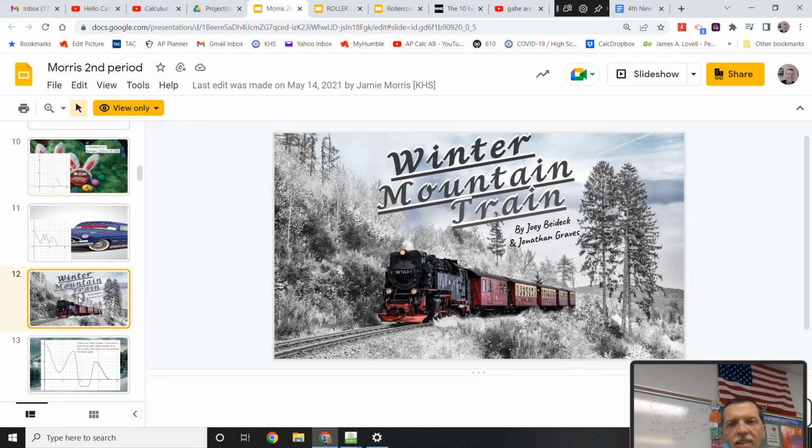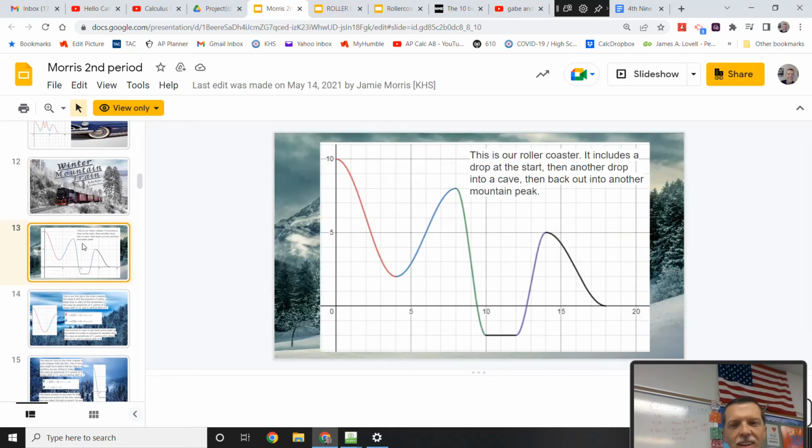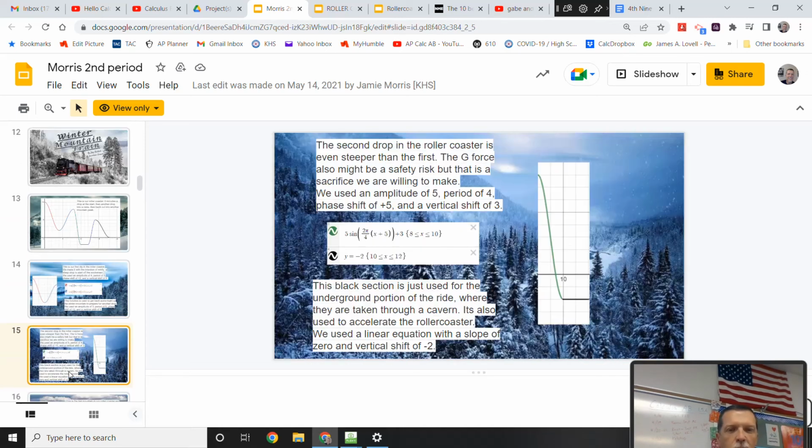Oh, that's a nice graphic there. The Winter Mountain Train. I'm glad I showed this one. You could go underneath the ground. That's fine. There's a roller coaster at the Dallas Six Flags that goes like in the ground. That's fine. There's probably some explanation of that. Black section is used for the underground portion of the ride, where they're taken through a cavern. It's also used to accelerate the roller coaster. So get creative with it. Have some fun with it.